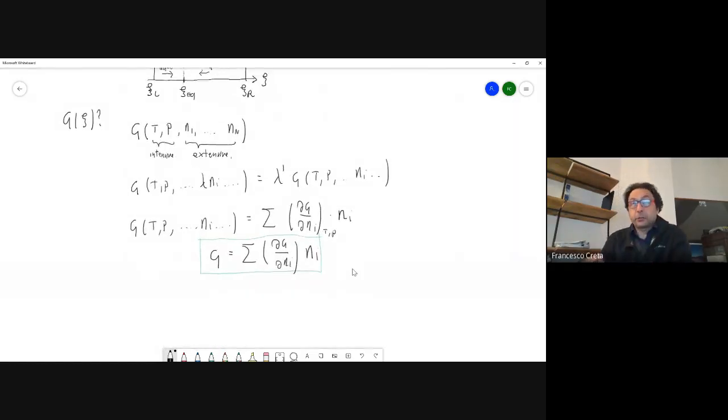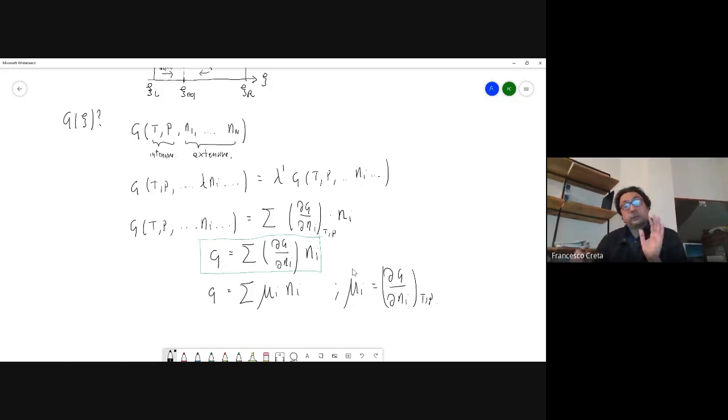So this is not a differential relation. There's no dG. This is the actual function, which, because it is extensive, so because it is homogeneous of first order, can be written as the summation of these derivatives. And if you remember what these derivatives were, they were the chemical potentials.